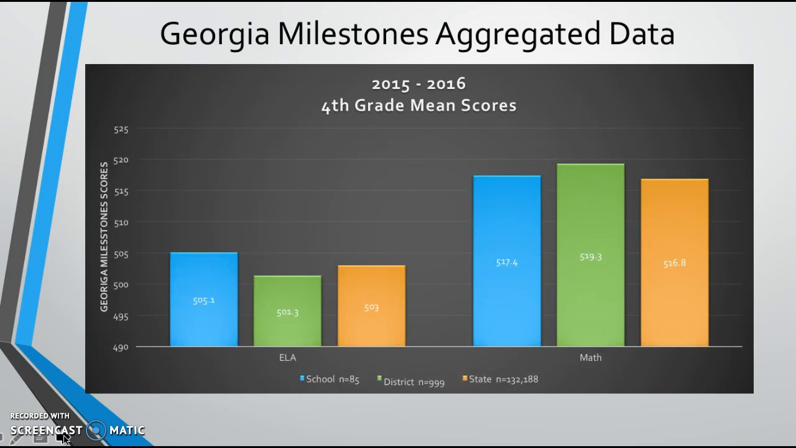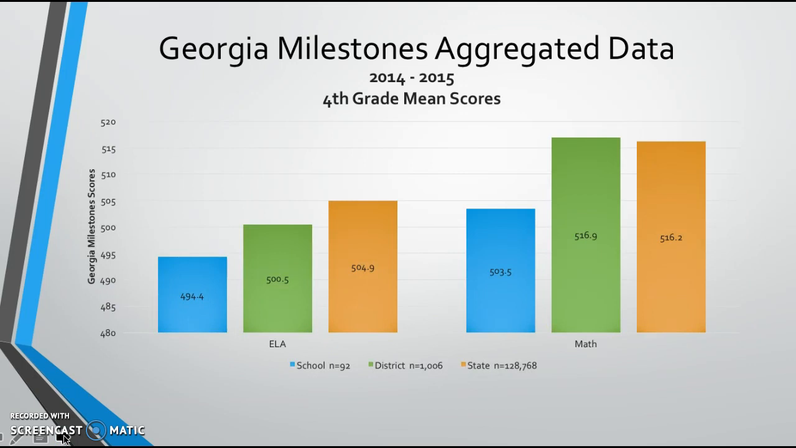Here, we are looking at the mean scores on the Georgia Milestones. As you can see, according to the scores, the school has a higher average than the district and state. And looking at the math mean scores, the school score is 1.9 points below the district, but is performing better than the state. Both the mean score for reading and math fall into the developing learning category.